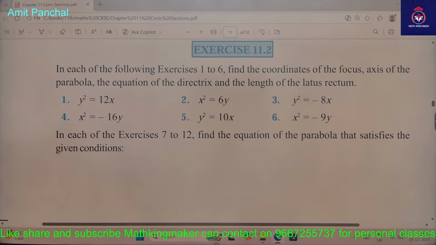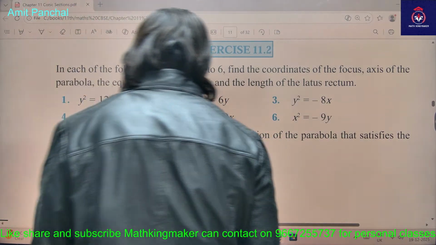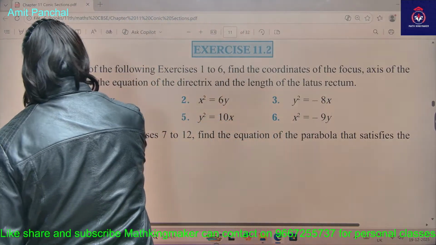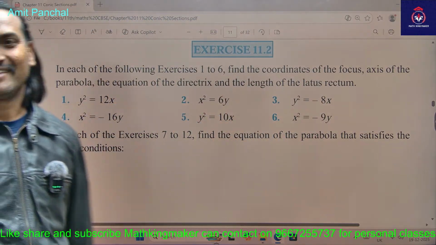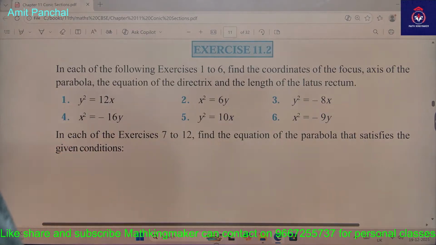Sir, axis of parabola is directrix only, right? No, axis of parabola. Axis of parabola is not directrix. Oh, I'm sorry. Axis of parabola means which axis the parabola falls on, right? Yeah, right. The axis at which the parabola is symmetrical, that is the axis of parabola.